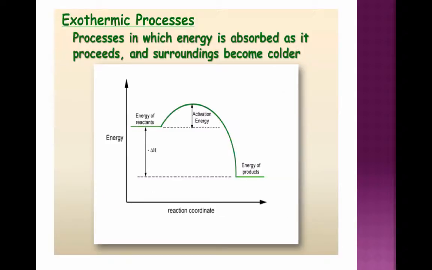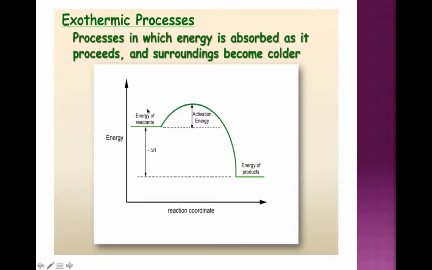There are two types of reactions: exothermic and endothermic. Exo means out, endo means in. So exothermic is when heat leaves the reaction. This is a type of reaction where there's a lot of heat given off, and you can see that the activation energy for these is actually small. It does not take a lot of activation energy for these types of reactions to take place.